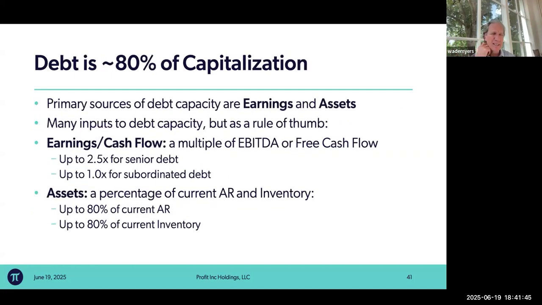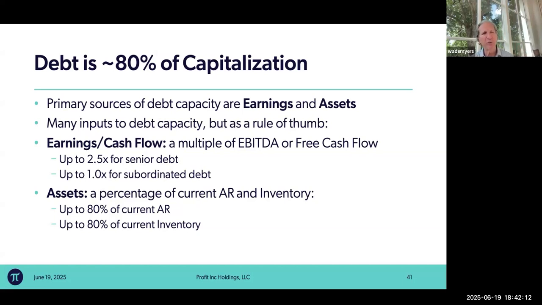All right. So, like I said earlier, debt is about 80% of the capitalization of a manufacturing company. There are two primary sources of debt: earnings and assets. And here are a couple of rules of thumb. Of course, there are a lot of inputs that affect this and how a bank or a lender might view you. But in general, your earnings are cash flow based. Think of this as your EBITDA again, your earnings before interest, taxes, depreciation, and amortization, or free cash flow. But let's focus on EBITDA.